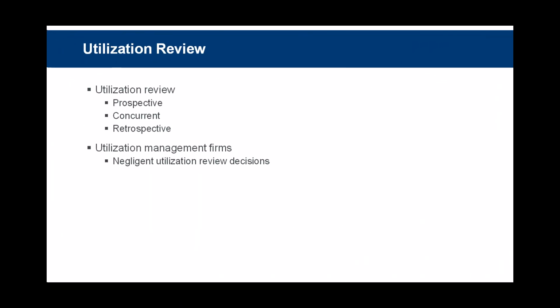Utilization review is critical to managed care. It focuses on ensuring that services provided to patients are medically necessary and cost-effective. Prospective review: assessing the appropriateness of services before they are delivered. Concurrent review: evaluating patient care during the course of a treatment. Retrospective review: looking at the care after it has been delivered. Utilization management firms specialize in these reviews and can be held responsible if their decisions lead to harm. This is known as negligent utilization review.